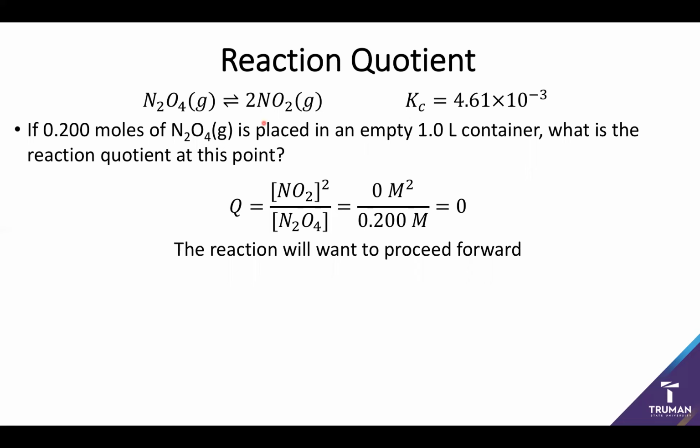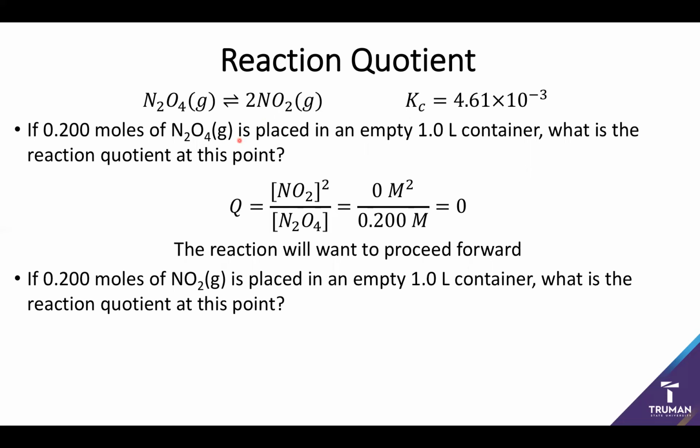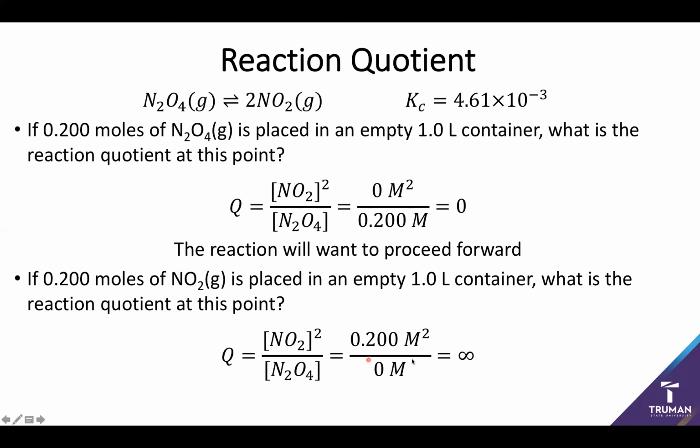On the converse side, let's say I start with just products. So I start with 0.2 moles of nitrogen dioxide. Well, at this point, my reaction quotient is going to be infinity because I have no reactant, and dividing by 0 is a bad idea. So in this case, it makes sense the reaction is going to want to go in reverse because I have to have some balance of reactants and products. And this really helps illustrate an important point.